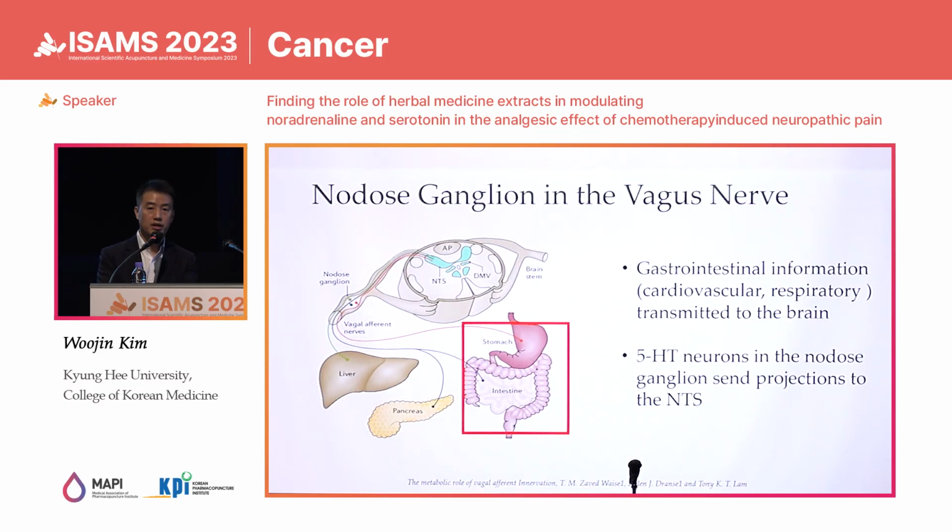And then for our mechanism, we focused on the nodose ganglion. This is the nodose ganglion on the peripheral side. This is where all the signals from the digestive system, but not only that, also from the liver and pancreas, go to the nodose ganglion, and then to the NTS, nucleus tractus solitarius, which is the appetite-controlling site of our brain. So we looked at the nodose ganglion to see whether changes in it are affected by cisplatin and also by ginger treatment.